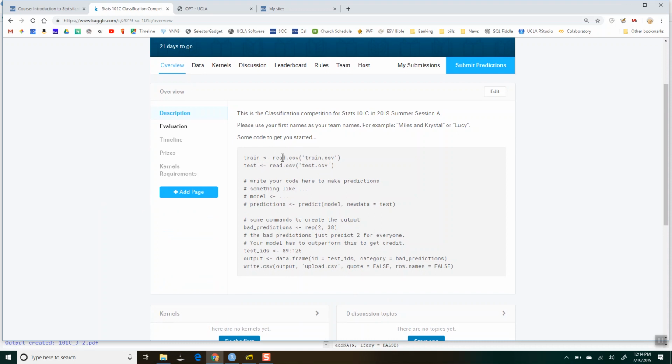Just import the train and the test, and your model is going to be based on the training data, and then you're going to make predictions on the test data, basically, right? And here right now the bad predictions is just 2 for everybody, for all 38, and then the test IDs are 89 through 126, and you just bind them together, and then you write the CSV file this way, and that should allow you to upload it to Kaggle for evaluation.